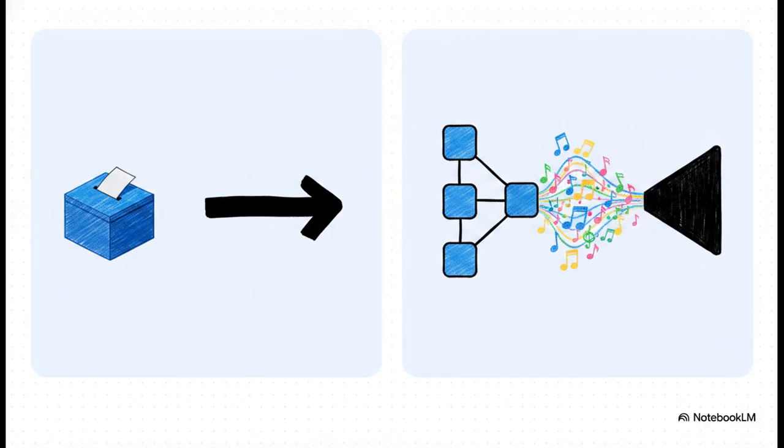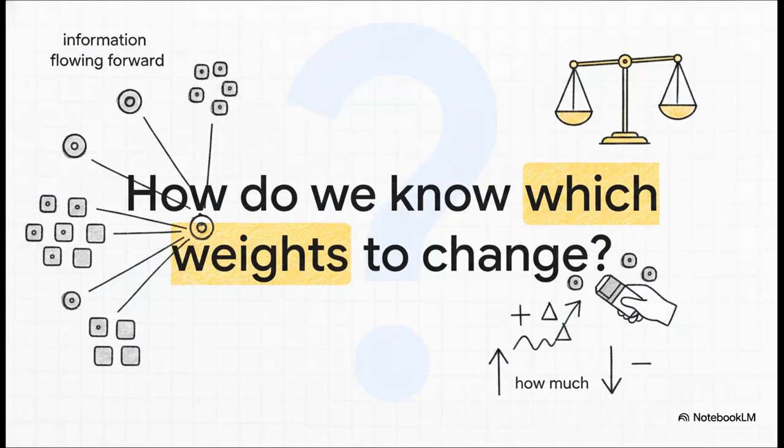And that chord becomes the input for the very next layer. Meaning gets built stage by stage, reshaping the signals as they travel deeper and deeper into the network. So you can probably picture the information flowing forward now, right? But here is the million-dollar question. What happens when the network gets the answer wrong? How do we actually know which of those thousands of weights to change and exactly by how much?